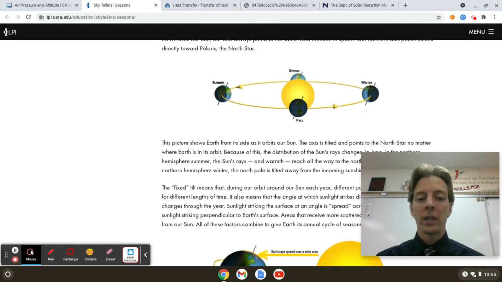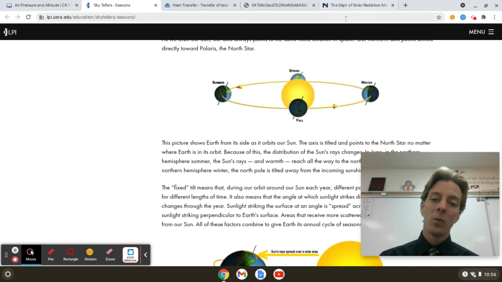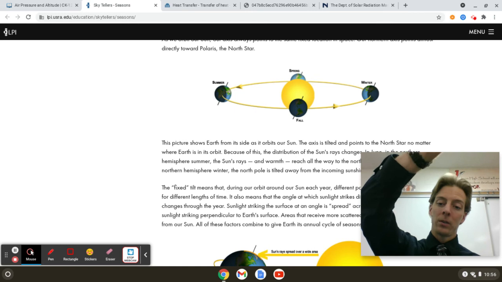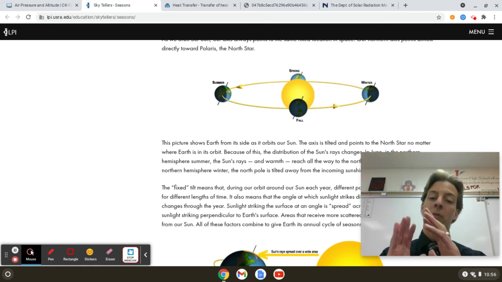23.5 degrees creates the seasons. We rotate on our axis and we revolve around the sun. Rotation gives day and night. Revolution is seasons. Actually, revolution is just the year. Seasons are because we're tilted. In all four of these positions, the North Pole is pointed way up here, off screen, toward the North Star, way up here, past my hand. And so that's why it's always north.